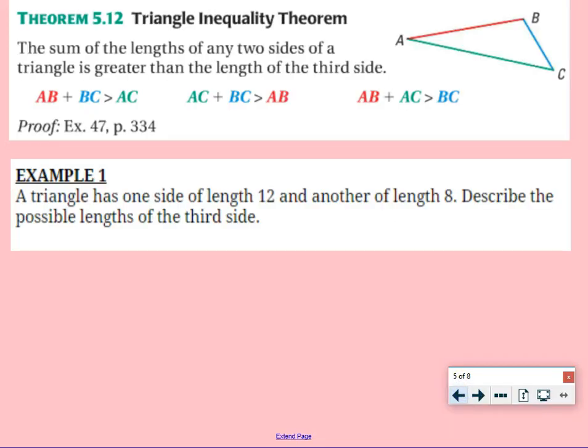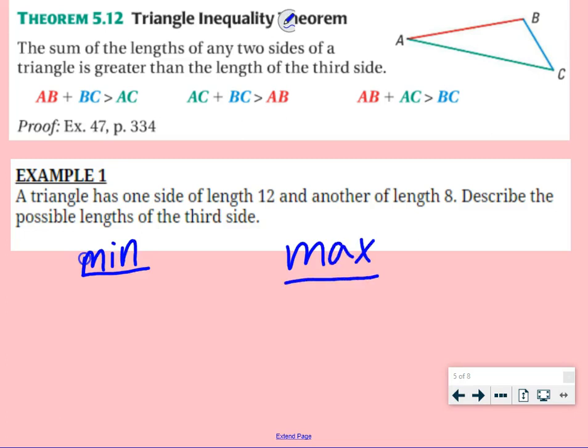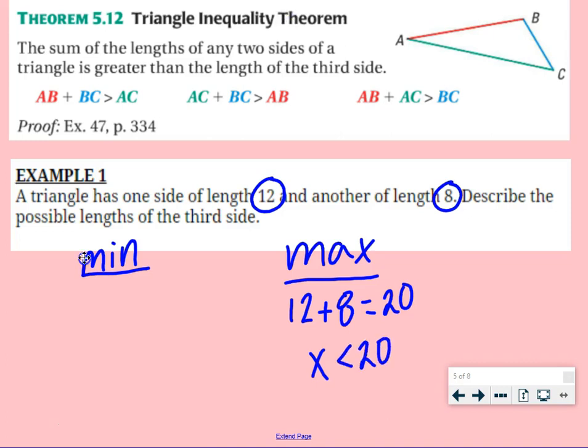So, example 1, a triangle has one side length of 12 and another length of 8. Describe the possible lengths of the third side. So we have a minimum and a maximum side length. You have to take the two side lengths and they have to be greater than the third side. So 12 plus 8 is going to be your max. If we do 12 plus 8, that's 20. So X would have to be less than 20, because 20 is your maximum side length.